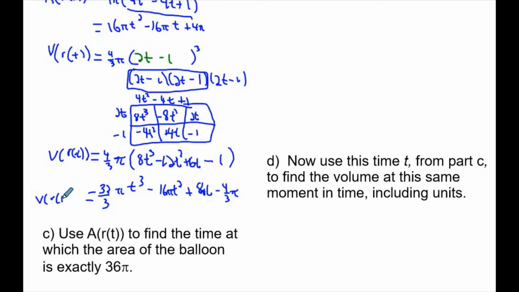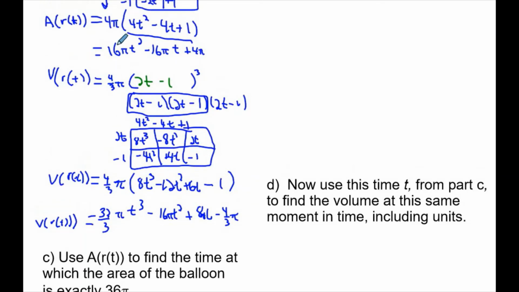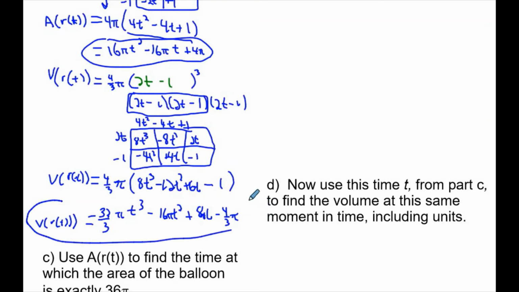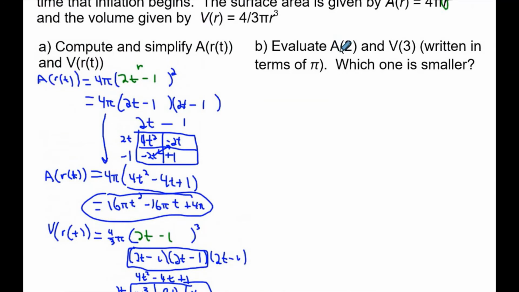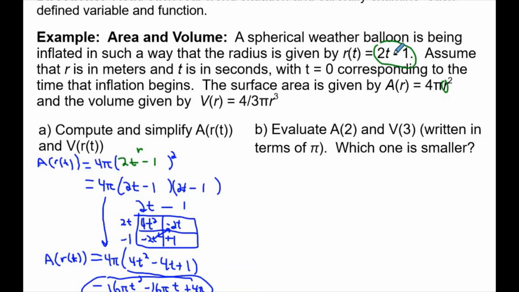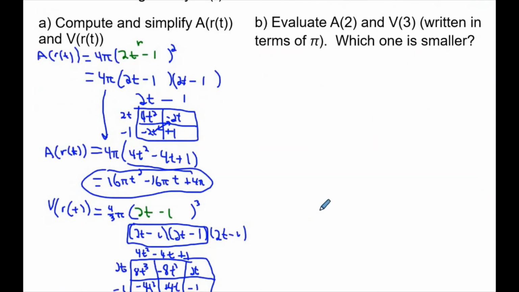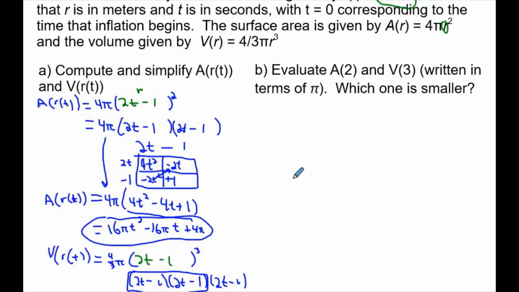Okay, so now what we're going to do is we are going to use this. That did take quite a while, but these two answers, this answer for A of R of t and V of R of t, they're going to be used to work on the rest of the problem. So it now wants me to find A of 2 and V of 3 written in terms of pi. So A of 2, it just wants me to put 2 in this equation. I could have put 2 into here, found the answer, and then plugged it into here. So it's interesting. You can do it both ways. It would actually give you the same value.